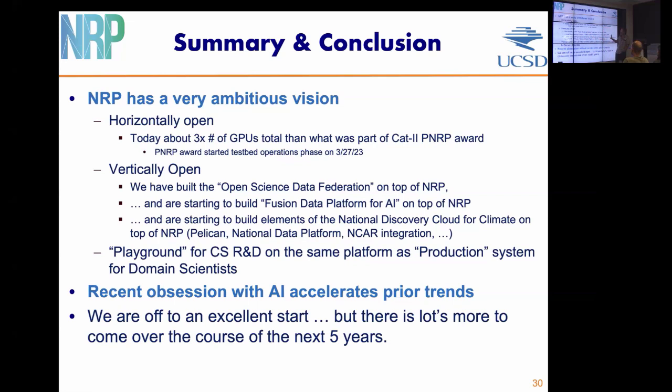And so NRP, in a way built on something that pre-exists and never had a ramp up, is already three times the size that it was paid for by the NSF. And we're doing all of the things that you've seen. Thank you very much.